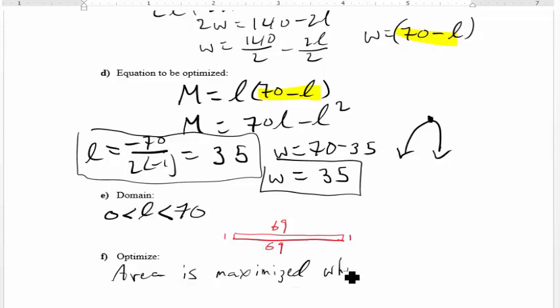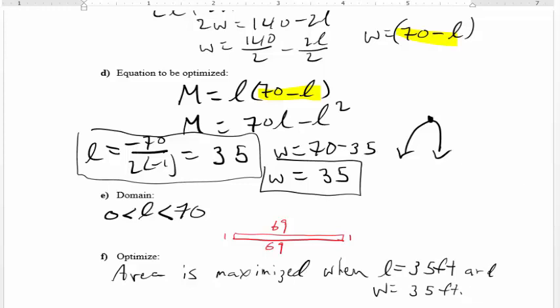when L equals 35 feet and W equals 35 feet. So what do we really end up with in this case?